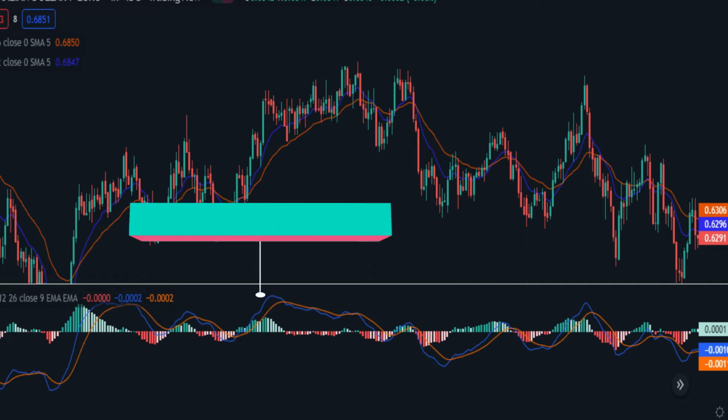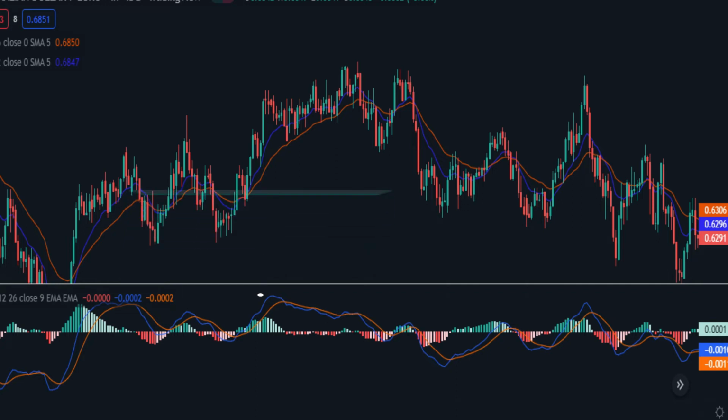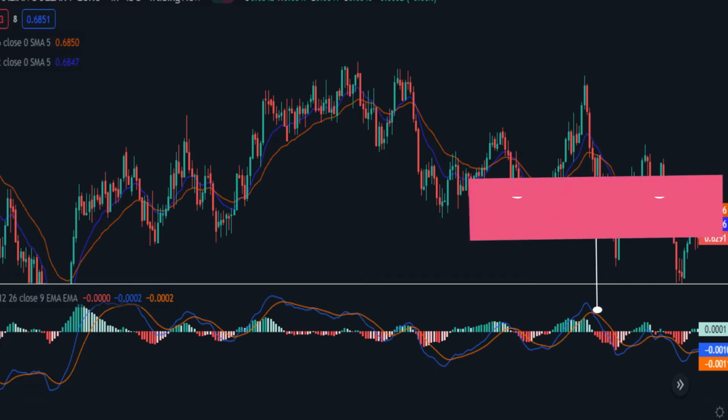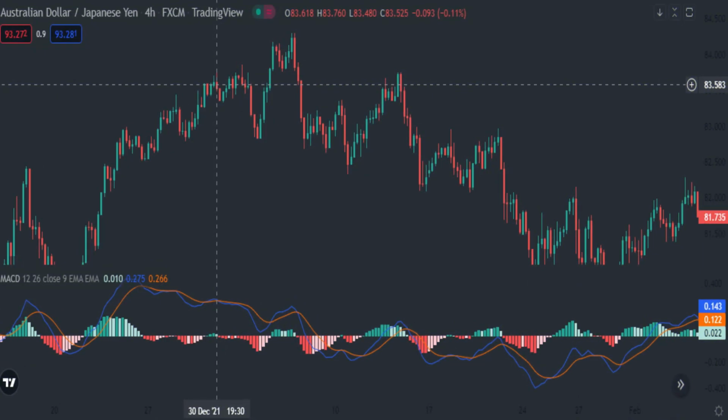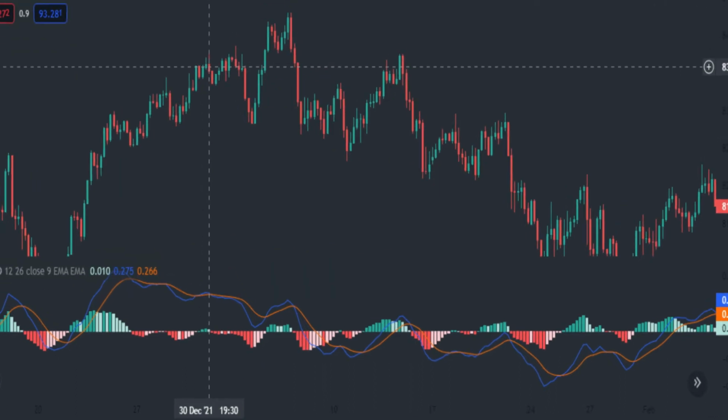When the fast line is above the slow line, the MACD histogram is positive and above the zero level, which in turn represents a bullish bias. When the fast line is below the slow line, the MACD histogram is negative and below the zero level, which in turn represents a bearish bias. Usually the MACD indicator is used in one of the following three ways: crossover, overbought or oversold conditions, and divergence.